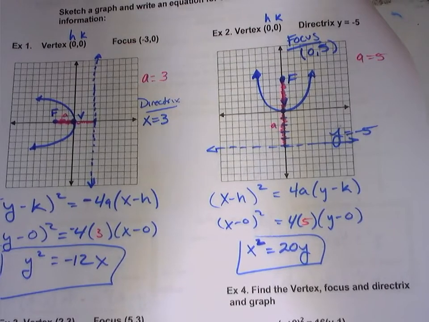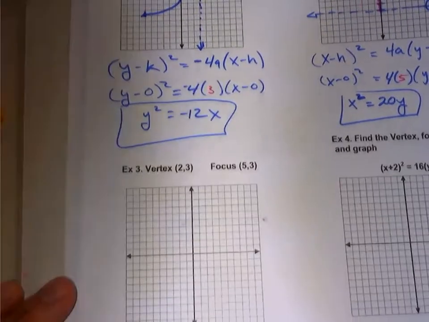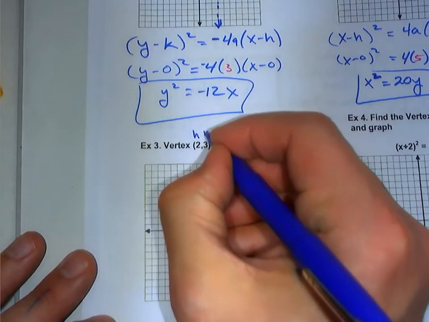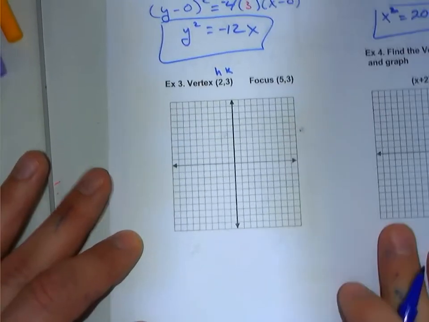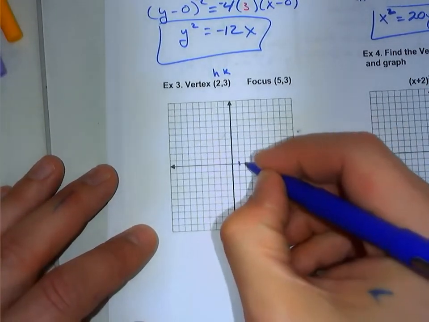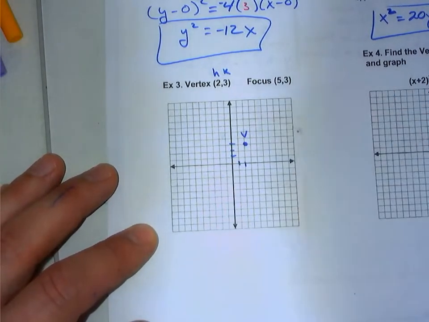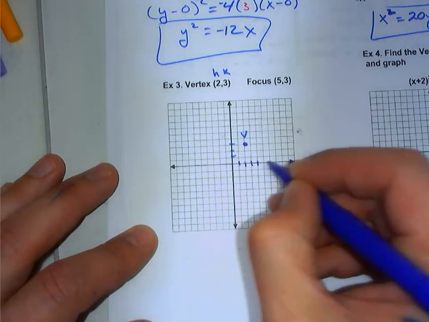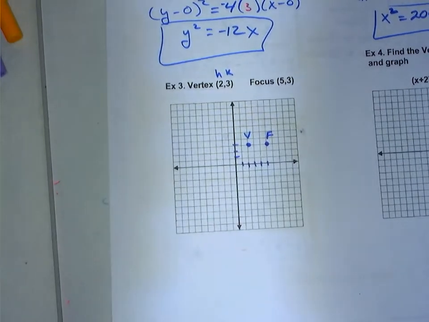All right, we got 2 more examples. So here we go. Now my vertex is moving. Now we're working on goal number 3, where my vertex is at a different value. So my vertex is 2, 3. Remember, that's h and k. So I'm going to graph over 1, 2, up 1, 2, 3. There's my vertex. They gave me my focus, so I'm going to count over 1, 2, 3, 4, 5, and up 3.